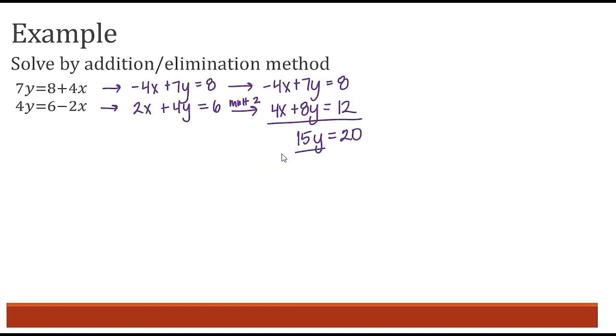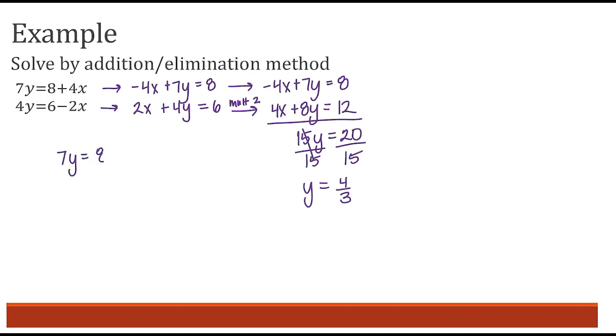And if I divide both sides by 15, then I have y is equal to, if I reduce this to lowest terms, they're both divisible by 5, I get 4 over 3. And then I can take y equals 4 over 3 and plug that into any equation that has an x and a y. So I'm going to plug it into the top equation.